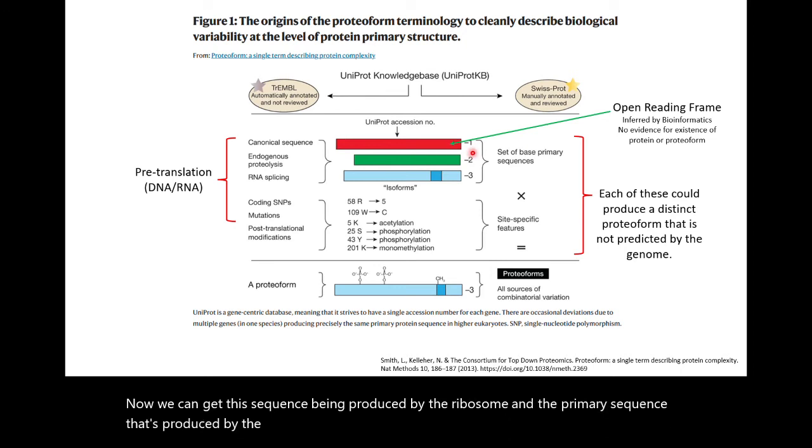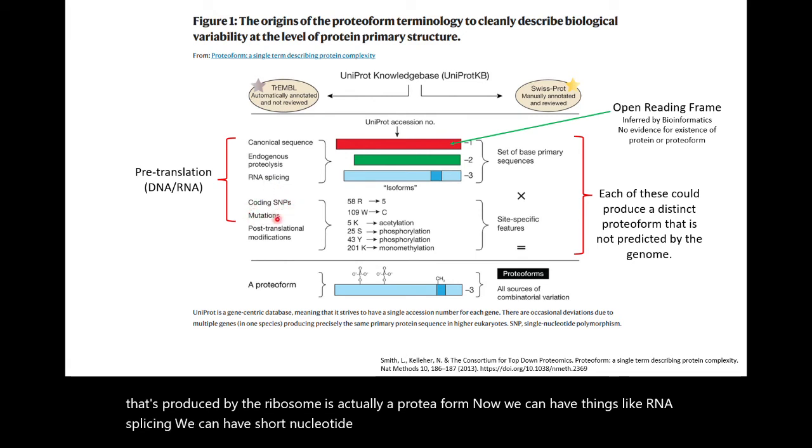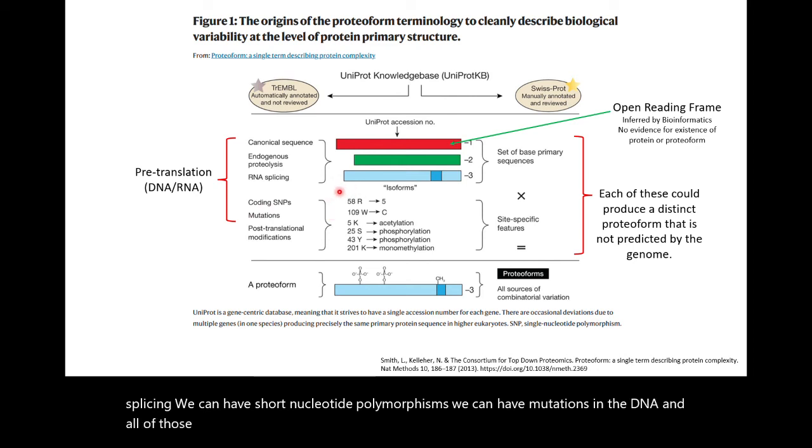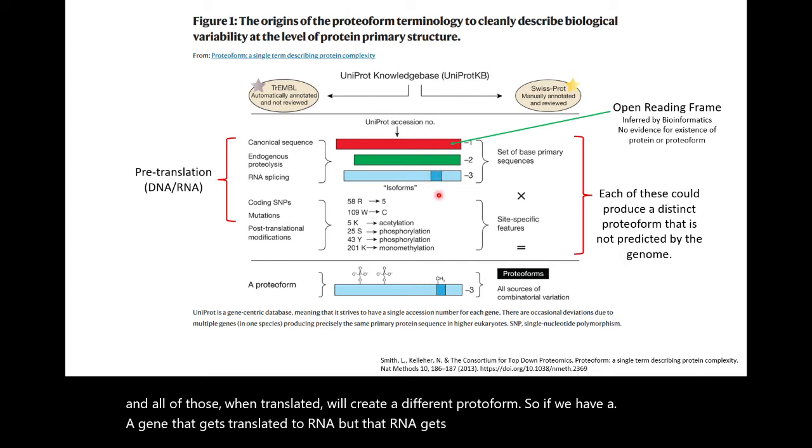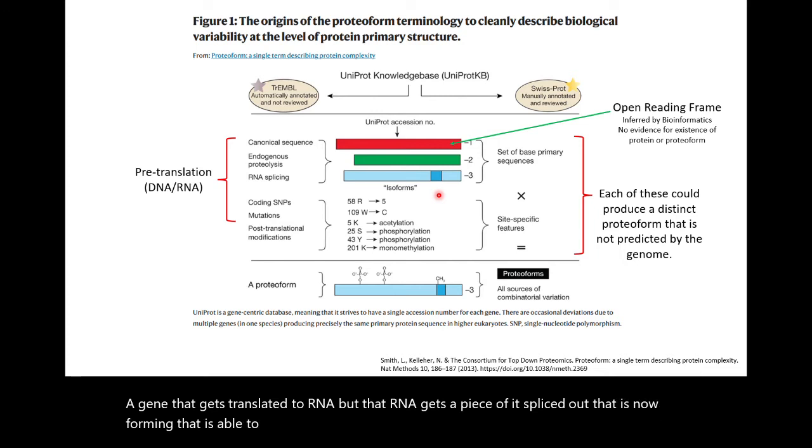Now, we can get this sequence being produced by the ribosome, and the primary sequence that's produced by the ribosome is actually a proteoform. Now, we can have things like RNA splicing, we can have single nucleotide polymorphisms, we can have mutations in the DNA, and all of those, when translated, will create a different proteoform. So if we have a gene that gets translated to RNA, but that RNA gets a piece of it spliced out, that is able to then form a different proteoform.